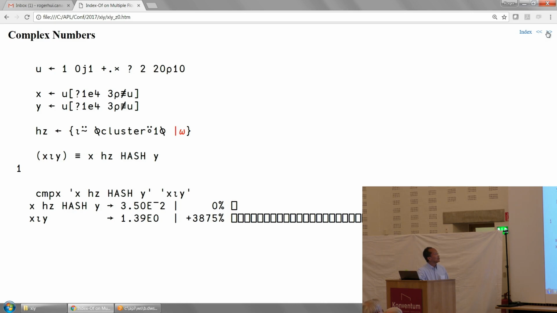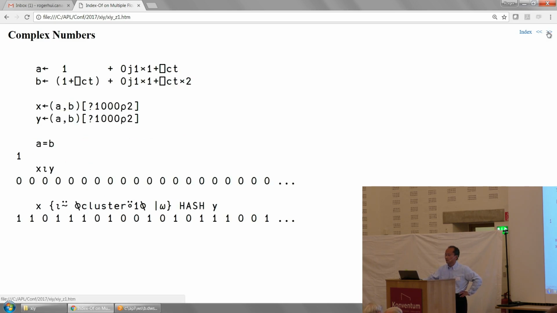So this will be our hash function, hz, and it computes the same answers as the current primitive, and it's faster than the current C implementation. X iota y is currently implemented in C, and here we have the APL model, and it's faster by a factor of 40 on real arguments. On complex arguments. So, as I said, we were quite pleased about this until it ran afoul of some QA that we wrote in 2010.